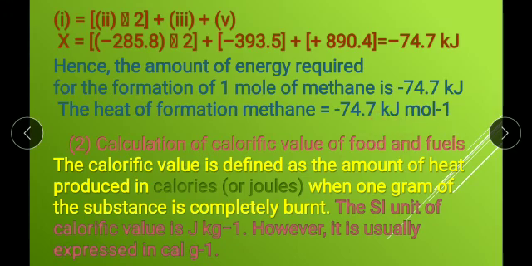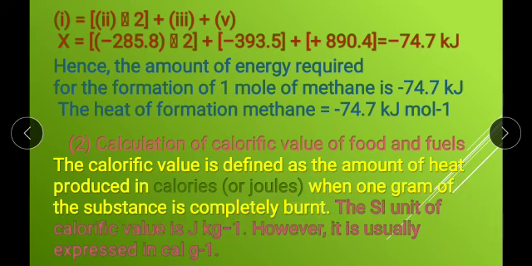The heat of formation of methane is minus 74.7 kilojoule per mole. The second application is calculation of calorific value of food and fuels. The calorific value is defined as the amount of heat produced in calories or joules when 1 gram of the substance is completely burned.